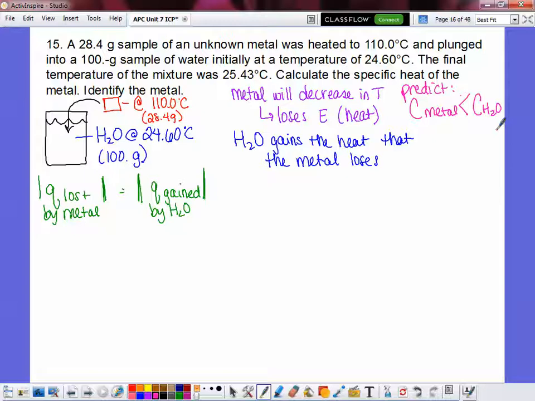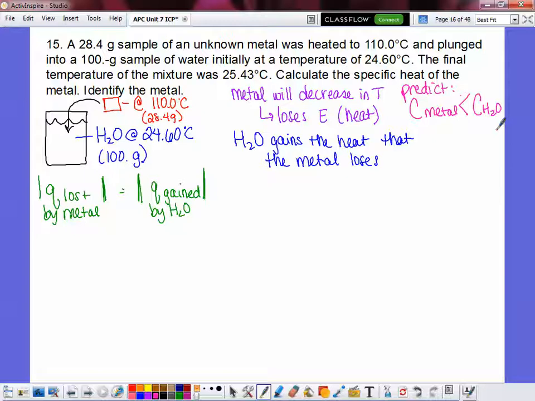Specific heat, yeah. And now notice, we can also support this prediction by the fact that the temperature of the mixture after the metal was added to the water is only 25.43 degrees Celsius. So it's only less than a degree more than the water was. So the temperature of that metal dropped significantly compared to how much the water increased in temperature.